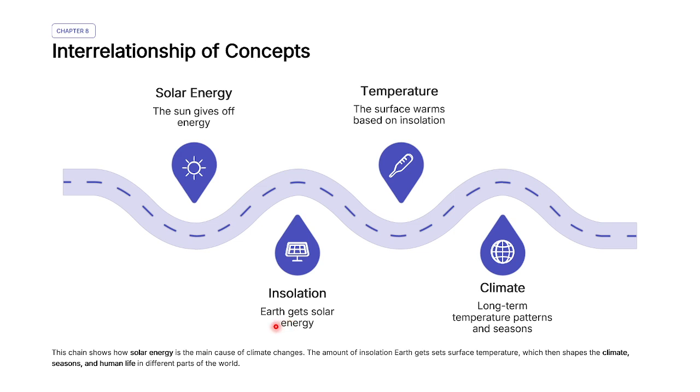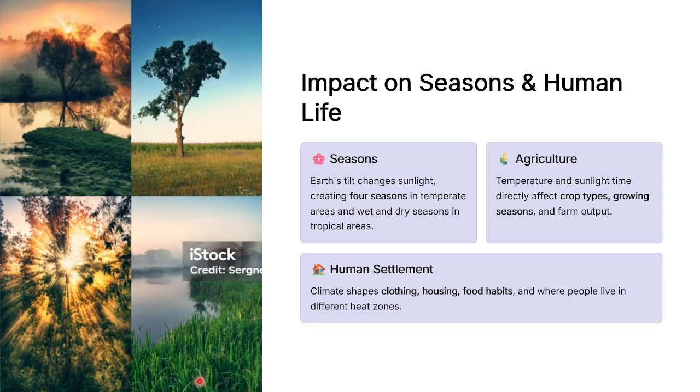Then the interrelationship of concepts. Solar energy: the sun gives off energy. Insolation: Earth gets the solar energy, whereas temperature is the surface warming based on insolation. Climate is the long-term temperature pattern and seasons. This shows how solar energy is the main cause of climate. The amount of insolation Earth gets determines surface temperature, which then shapes the climate, seasons, human life, and different parts of the world.